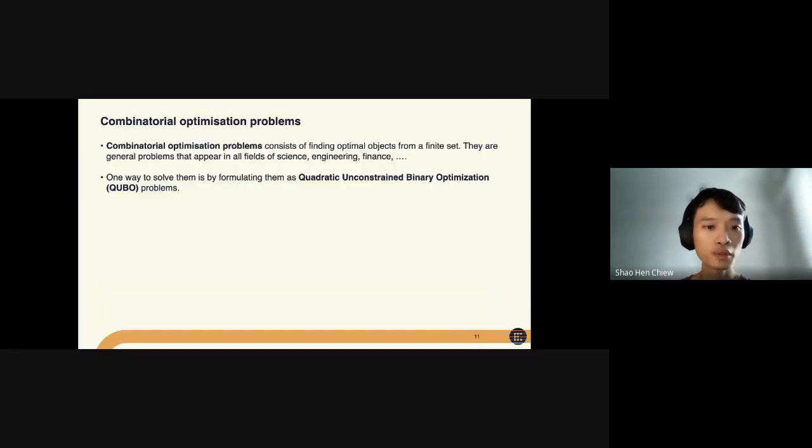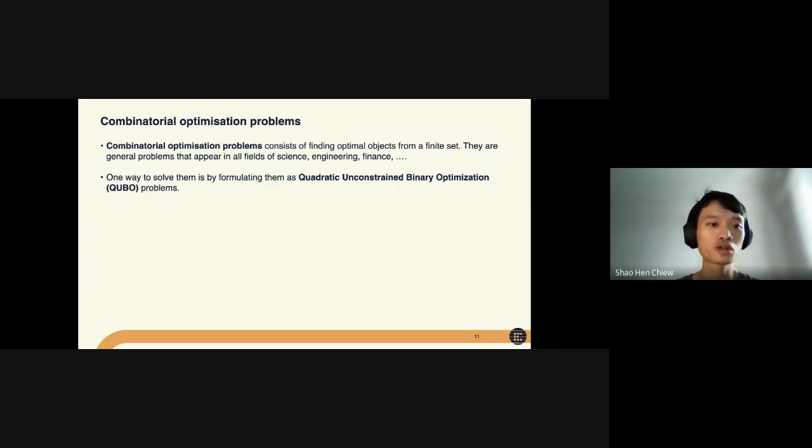So combinatorial optimization problems consist of finding optimal objects from a finite set. They are very general problems that appear in all fields of science, engineering, and finance. I believe if you were here for a workshop by Alejandro earlier, you would have seen an example of combinatorial optimization applied in finance, which is this portfolio optimization problem.